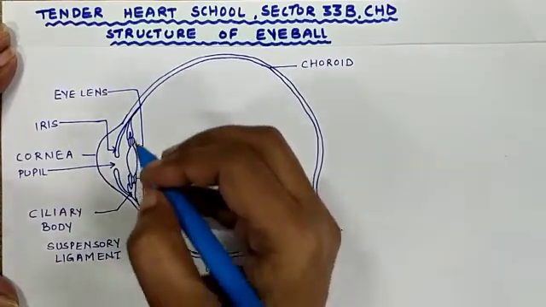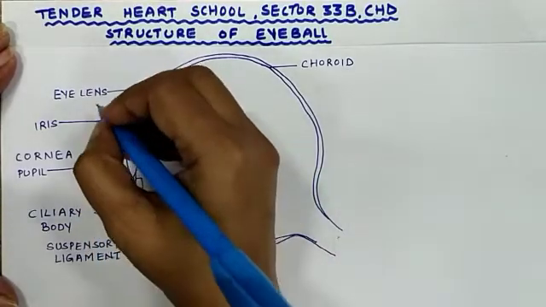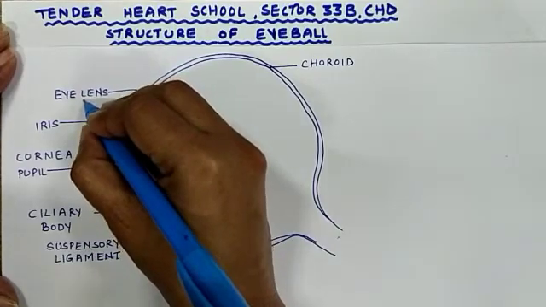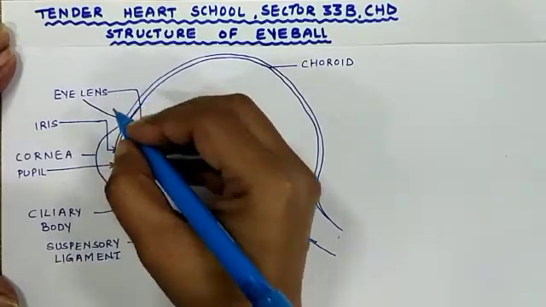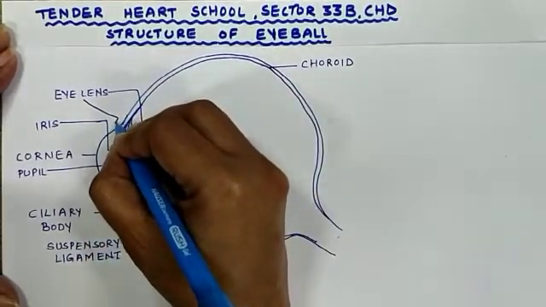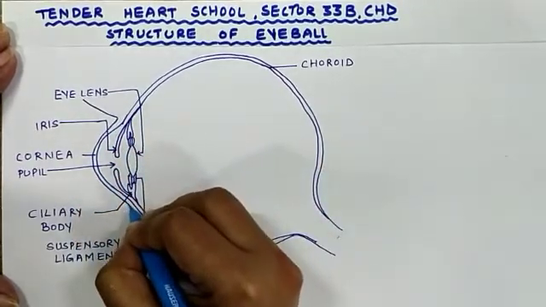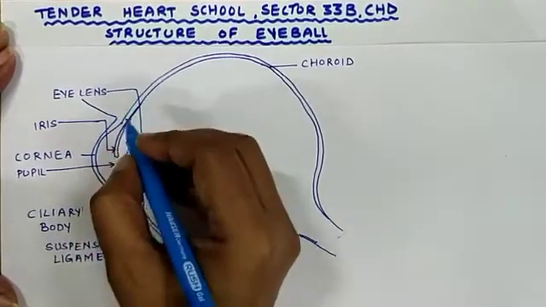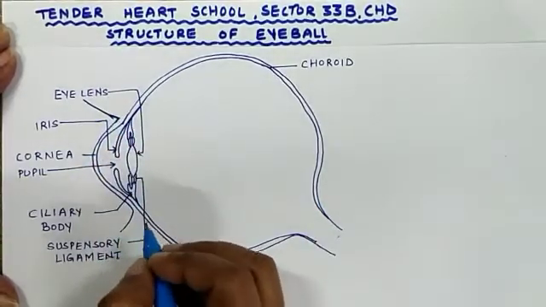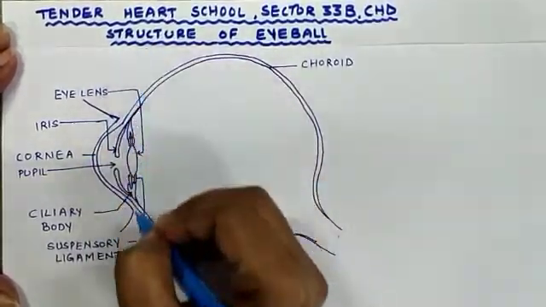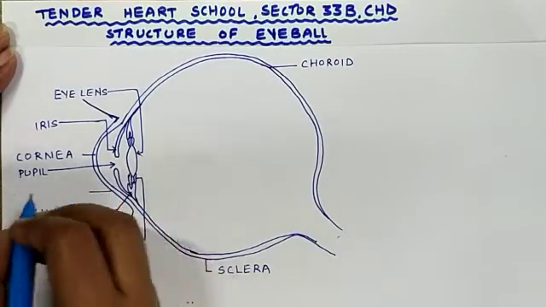Further, the outermost layer, the sclera, is being protected by a protective covering which covers the front region of the eye, and this protective covering is the conjunctiva, which we have not drawn as yet. So this is your conjunctiva. Conjunctiva is the protective covering of the eye which covers the front part of the eyeball. So let us label it.